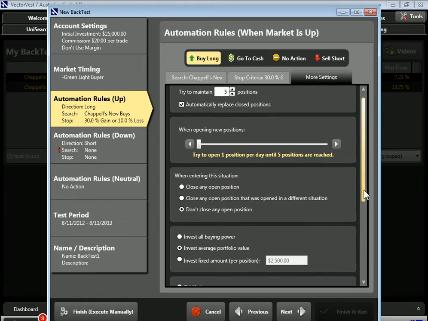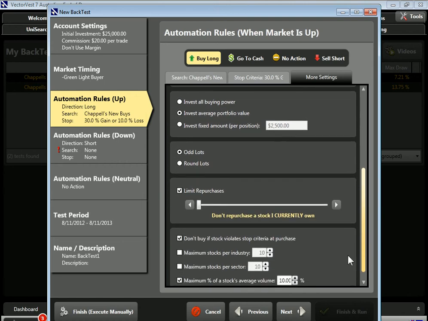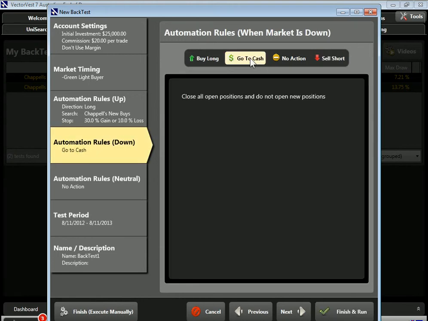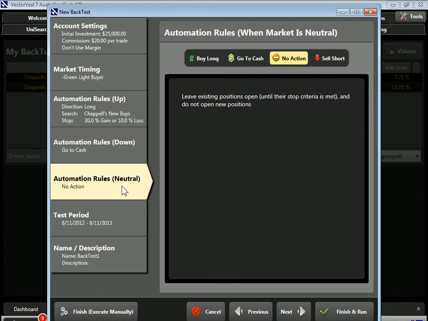If I continue a bit further down, we are going to leave it in odd lots to try to stay dollar weighted. I am going to limit repurchases to 31 days. We'll leave all the other settings the same. So we'll go to Automation Rules Down. And again, we're going to go to Cash on Confirmed Down Signal. And again, on Neutral, we're just going to let our stops rule the positions that we currently have in the portfolio.